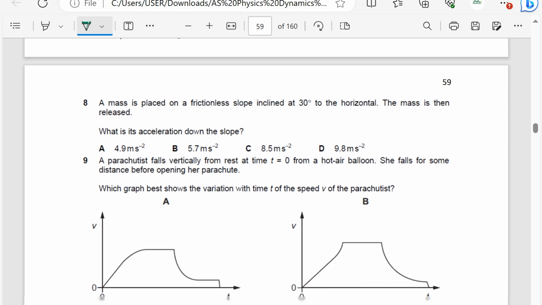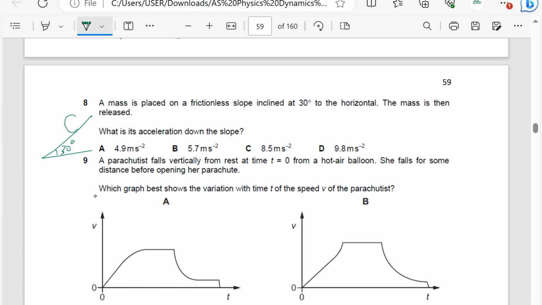A mass is placed on a frictionless slope at 30 degrees to the horizontal. The mass is then released. What is the acceleration down the slope? Okay, I can sketch this. Let this angle be 30 degrees.